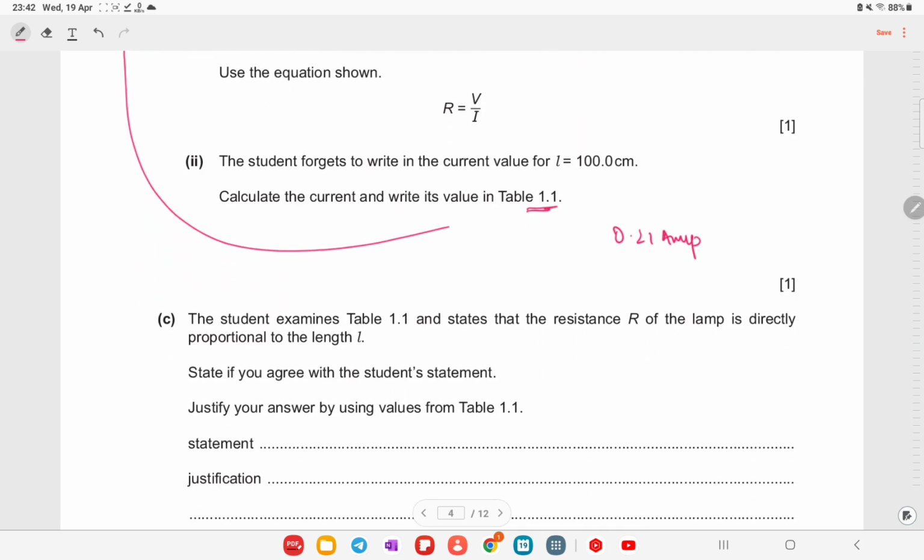The student examines table 1.1 and states that the resistance R of the lamp is directly proportional to length. State if you agree with the student's statement. Justify your answer by using the data from table 1.1. If you see the data, you can write down that the resistance of the lamp is not directly proportional to length. So no, I do not agree with this. The justification is that the ratio of resistance to length is not constant. If you divide those values, you won't get one constant value. So this means that the resistance is inversely proportional to length.